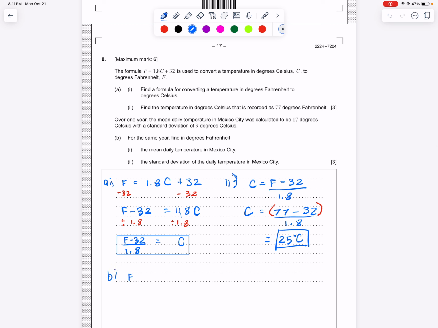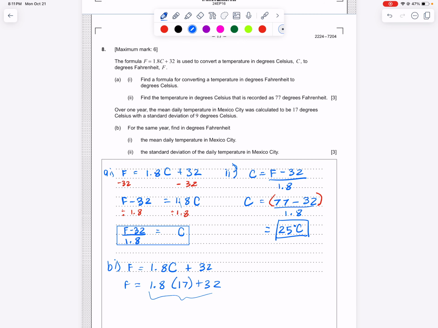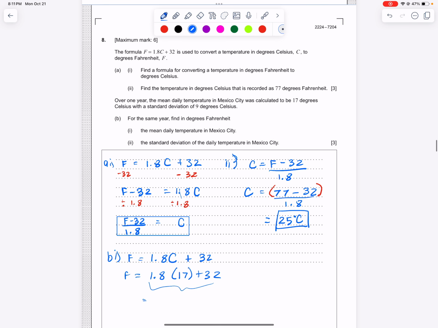So we're going to be using the Fahrenheit formula. So this is B1. Fahrenheit is equal to 1.8 Celsius plus 32. So Fahrenheit is equal to 1.8, and we now put in that 17 degrees Celsius plus 32, and we can type this directly into the calculator, and we get that is equal to 62.6 degrees Fahrenheit.